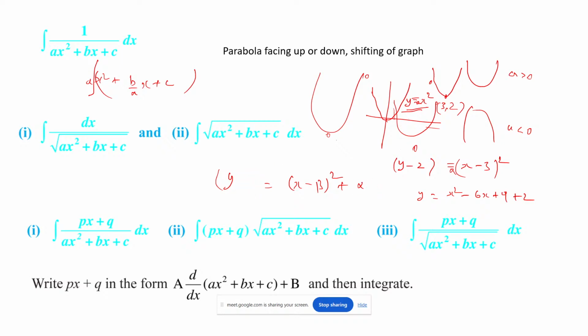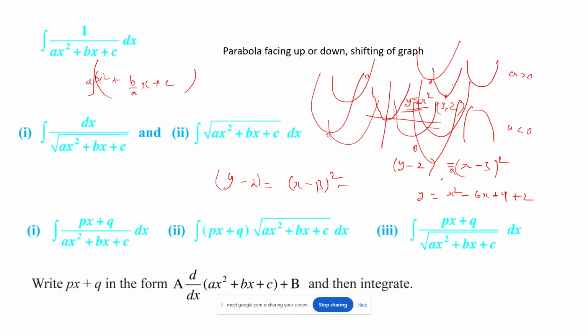Again, this alpha can be positive or negative, doesn't matter. If it is positive, then the graph will move up. If it is negative, the graph will move down. Here, y minus alpha equals this thing: if alpha is positive, the graph would be something here; if alpha is negative, the graph would be something here. If beta is positive, the graph is towards the right side. If beta is negative, the graph is towards the left side. All four varieties, depending on alpha and beta, whether both positive or both negative. You covered all four quadrants, right?